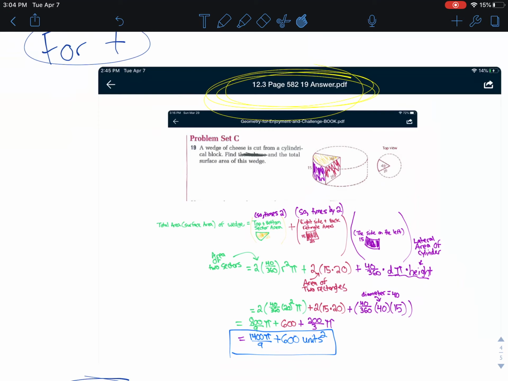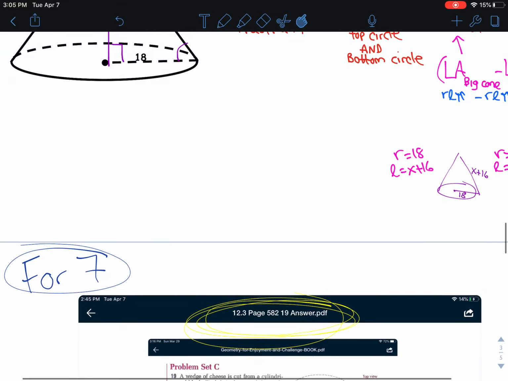So if you need to look at this, you can pause it right now, look at it. You can look back in Schoology if you need to look at it to fully understand it. But I already did a problem just like this for you guys. Maybe you didn't see it. So again, you can always reference it if you needed to.